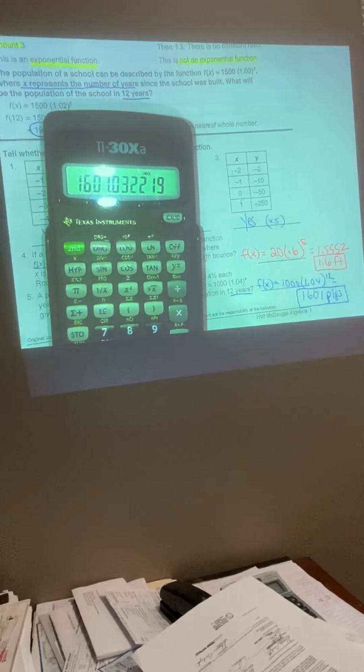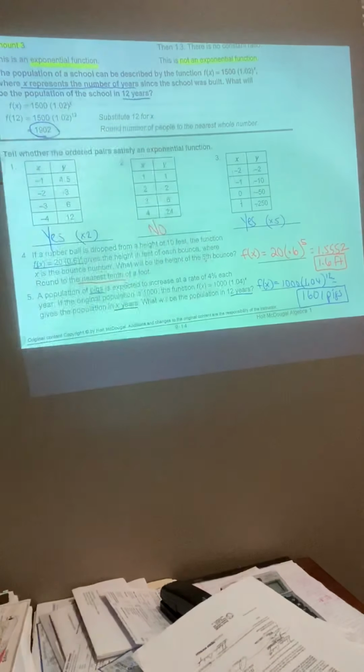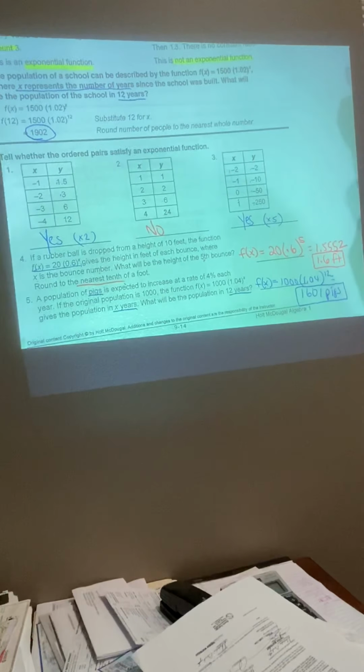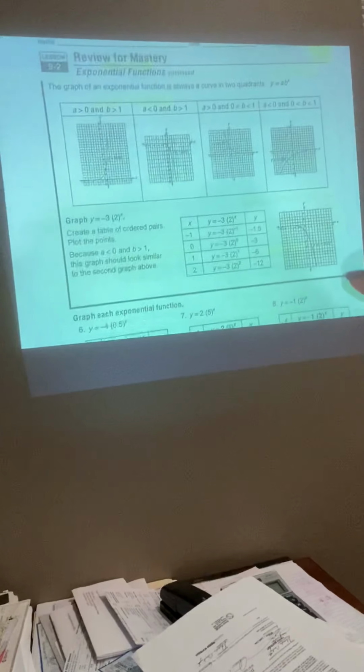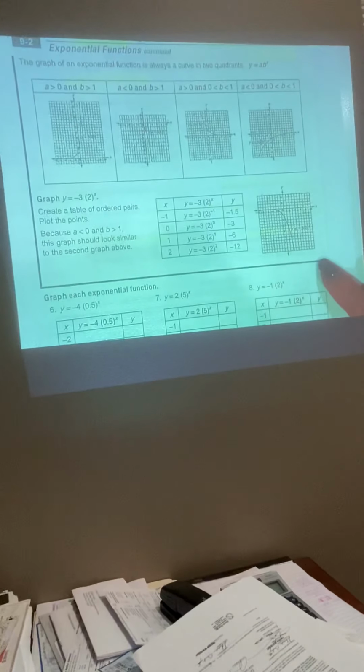Okay, so those are the two things we've done so far. On the back, we're going to talk about graphing, a little bit of graphing.